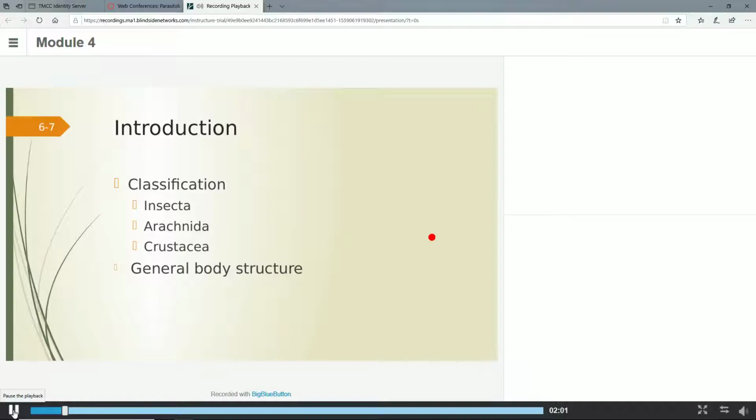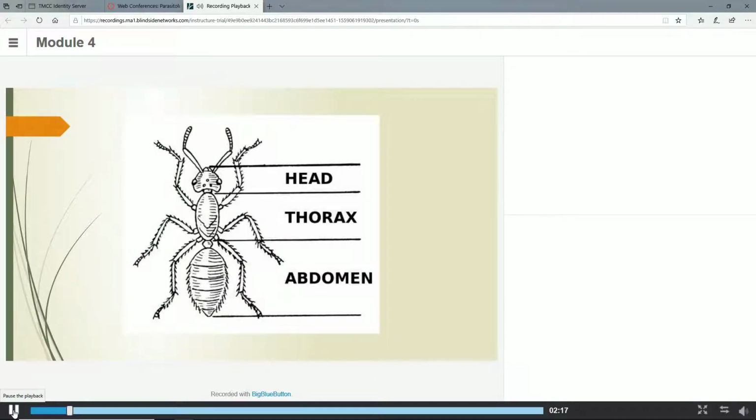And the general body structure again is going to be divided into 3: the head, the thorax, and the abdomen. So here we just have a general picture of the Insecta. Here you see the head, the thorax, which is the central structure, and then the abdomen.